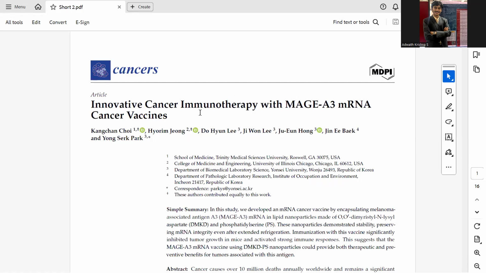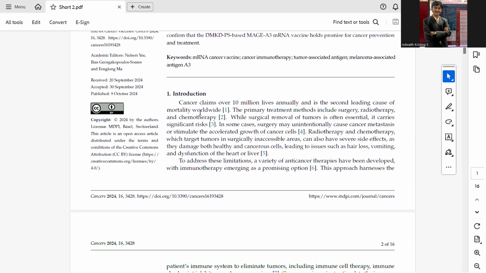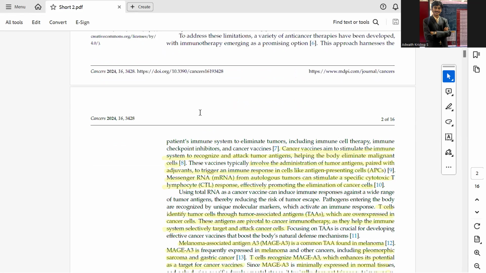Welcome to our second short review on innovative cancer immunotherapy with MAGE-A3 mRNA cancer vaccines. Before getting into this review, we have to know what a cancer vaccine is. Cancer vaccines aim to stimulate the immune system to recognize and attack tumor antigens.